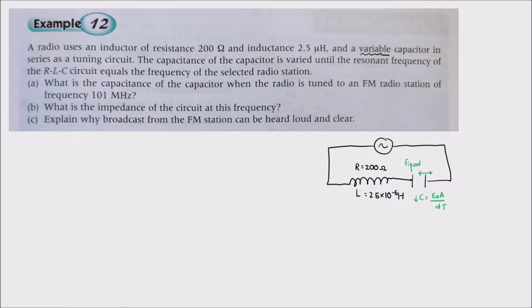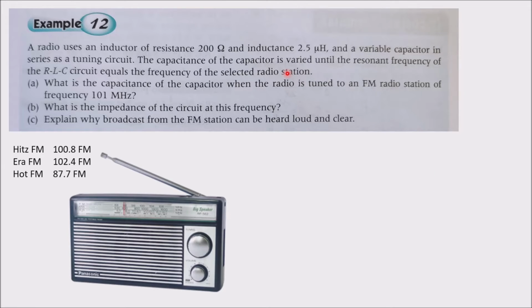Okay, so it mentions here in the second sentence that the capacitance of the capacitor is varied until the resonant frequency of the RLC circuit equals the frequency of a selected radio station. Okay, so I think to explain this sentence, I will need to tell you how a radio works. So how does a radio work?